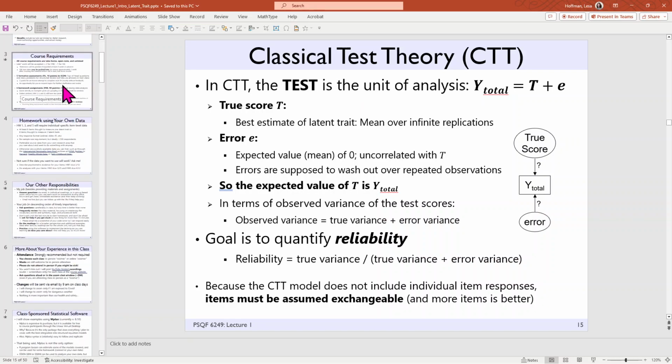No. Am I scary? No. Am I going to make you take tests? Do you know why I don't make you take tests? To avoid being scary. We call that construct irrelevant variance.